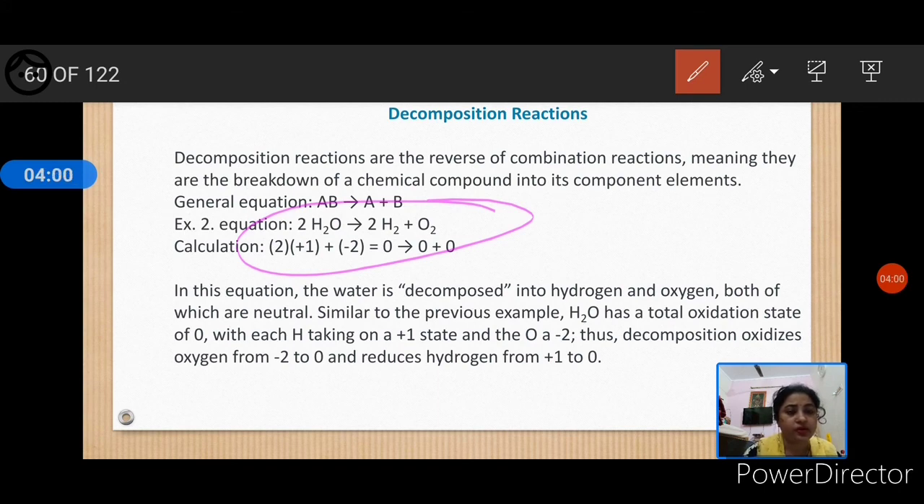In this equation, the water is decomposed into hydrogen and oxygen, both of which are neutral. Similar to the previous example, water has a total oxidation state of 0, with hydrogen taking on a +1 state and oxygen a -2. Thus, decomposition oxidizes oxygen from -2 to 0. Here you can see that oxidation number is increasing from -2 to 0, and it reduces hydrogen from +1 to 0.